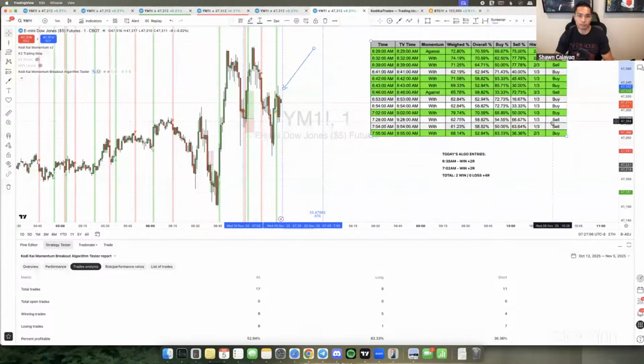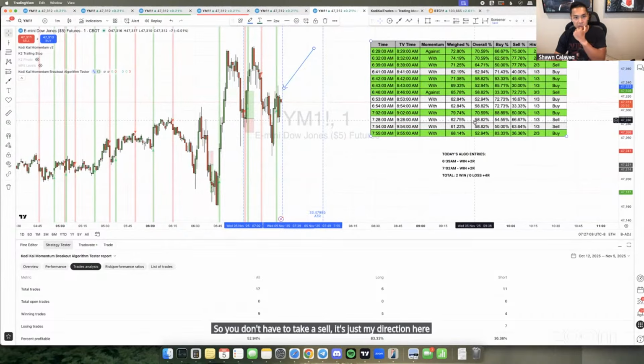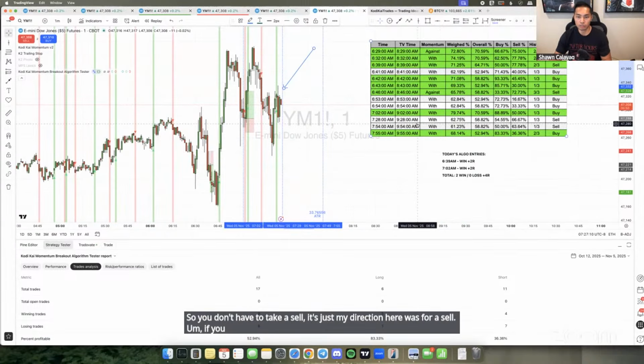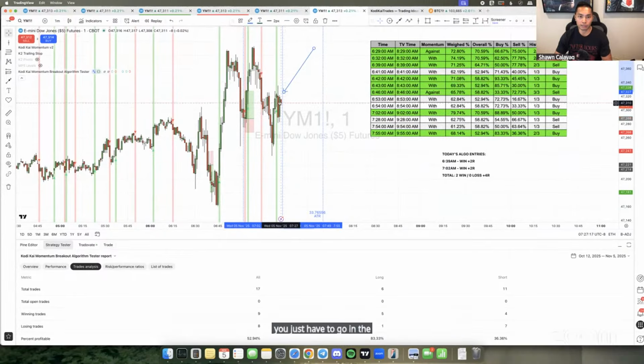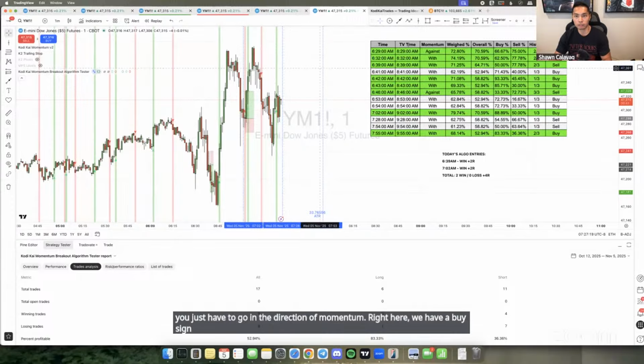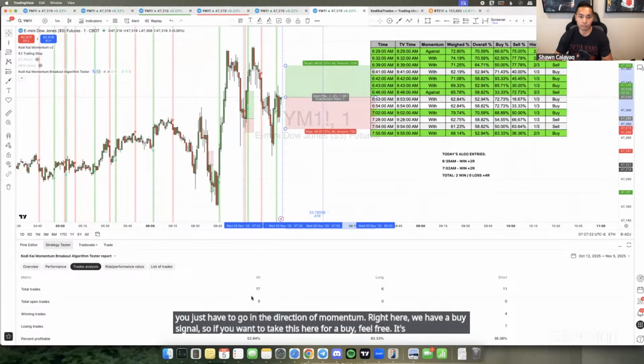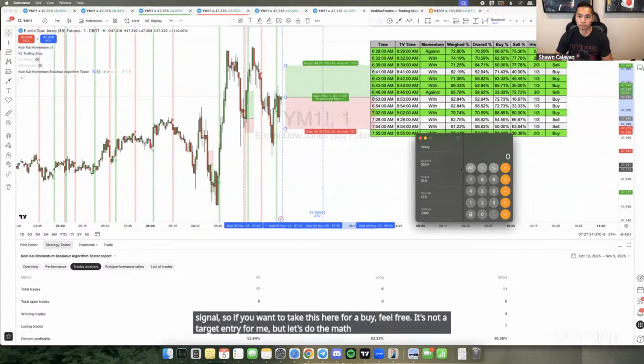So you don't have to take a sell. It's just my direction here was for a sell. If you want to take this entry, you can still take it for a buy. It's going to be with momentum. So this trade here, you just have to go in the direction of momentum. Right here, we have a buy signal. So if you want to take this here for a buy, feel free. It's not a target entry for me, but let's do the math for a buy.